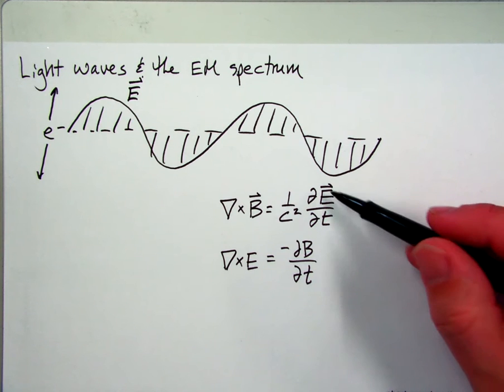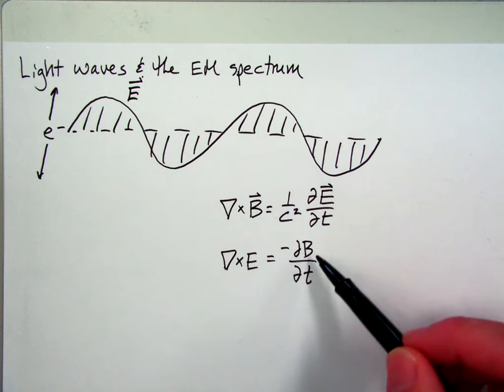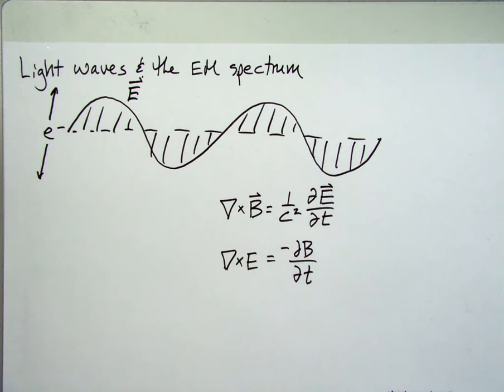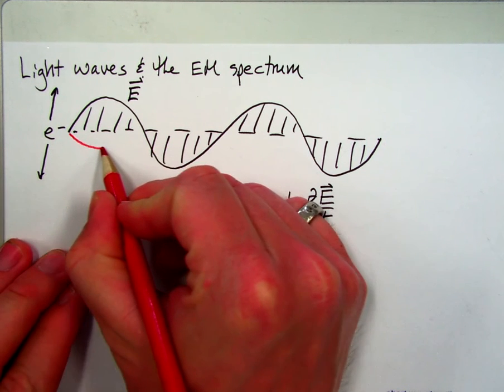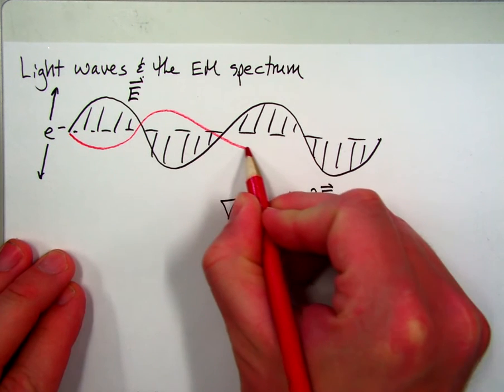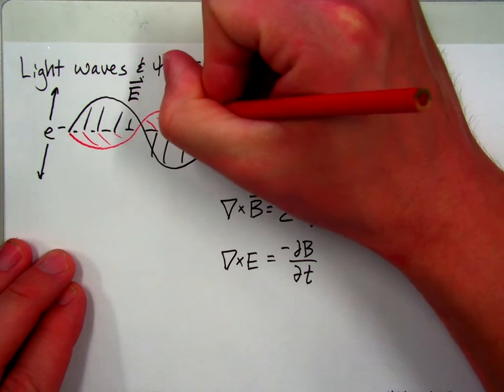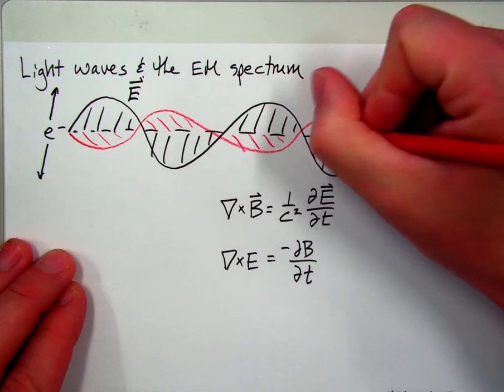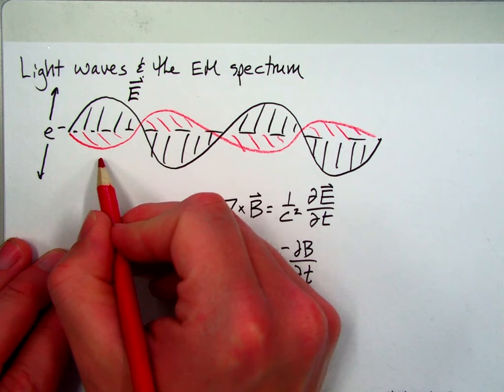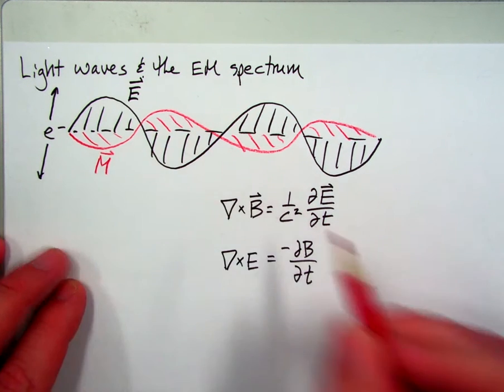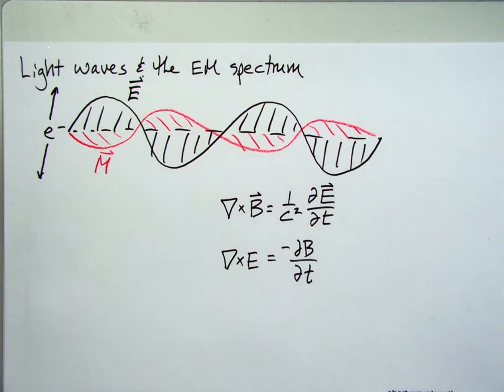So changing electric fields make curling magnetic fields, and changing magnetic fields make curling electric fields. So as a consequence, we will have a magnetic field produced in tandem with this electric field. And I'm going to attempt to show this moving perpendicular to the electric field. So this is the magnetic field. I'll call it M even though they have B here. So light, we can think of light as a wave of electric fields moving in tandem with a wave of magnetic fields, hence electromagnetic waves.